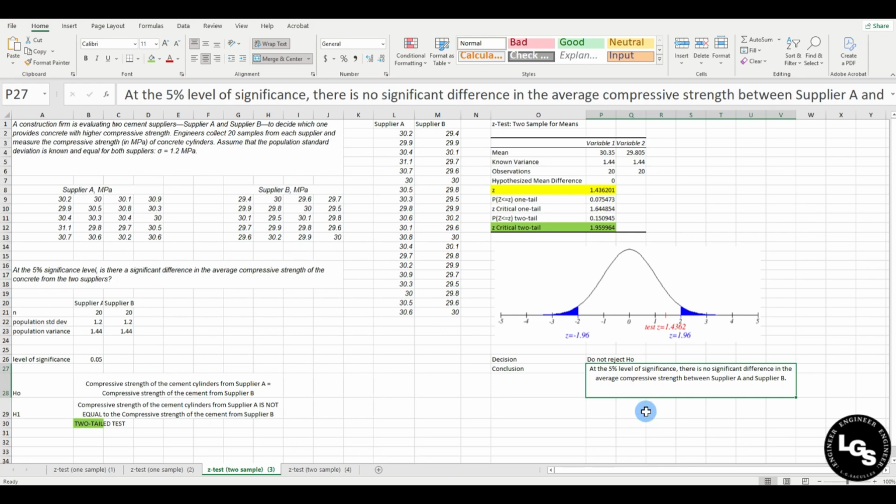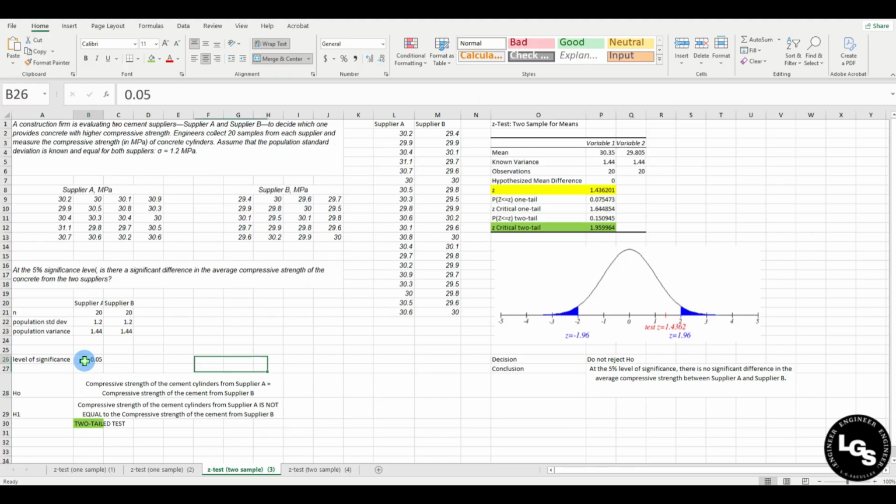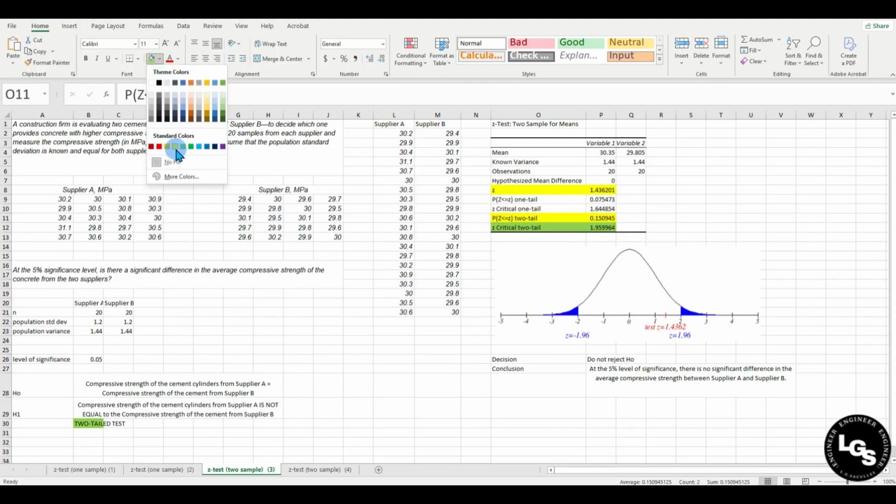Or if you want to use again the alpha, our alpha is 0.05, then we will compare that with the P for two-tailed, so that is 0.15. So this is the P value of the two-tailed, 0.15, which is greater than 0.05, so we do not reject H0.